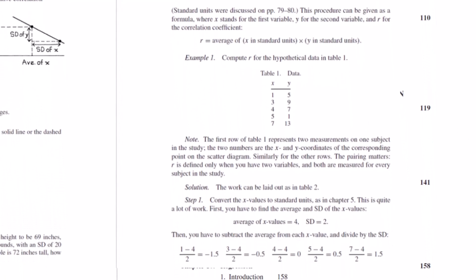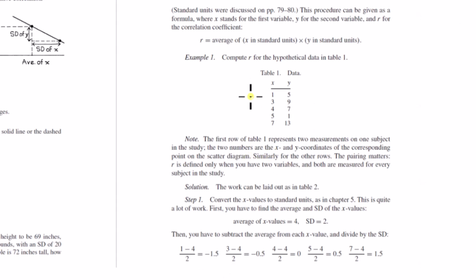If we do that here for this data, we need to get the average and standard deviation of the x variables, and then use them to convert these variables to standard units. Then we get the average and standard deviation of the y variables and convert the y variables to standard units. So then we'll have this new table, x standard units, y standard units.